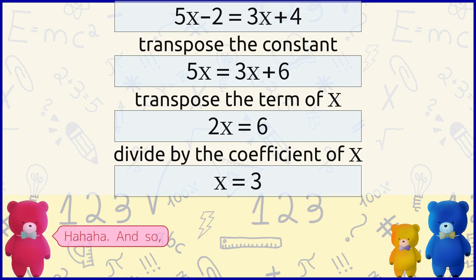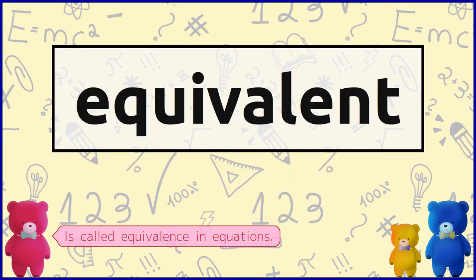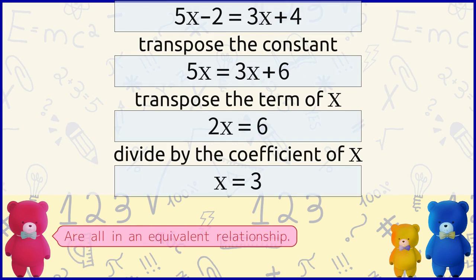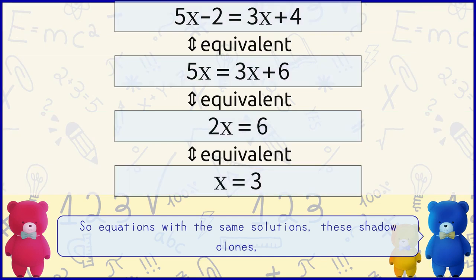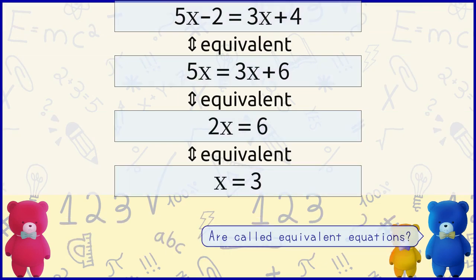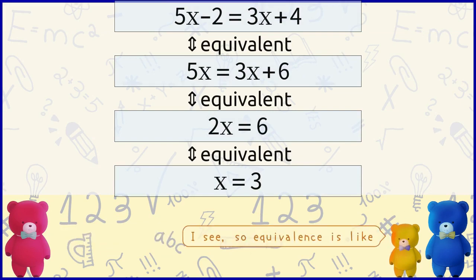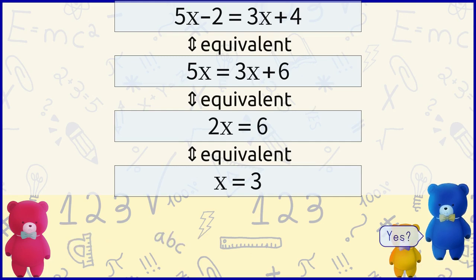And so, the relationship between equations with the same solutions, which we referred to as clones last time, is called equivalence in equations. These 4 equations are all in an equivalent relationship. So equations with the same solutions, these shadow clones, are called equivalent equations. Yes, that's right. I see, so equivalence is like the formal term for shadow clones. Exactly. That's the idea.